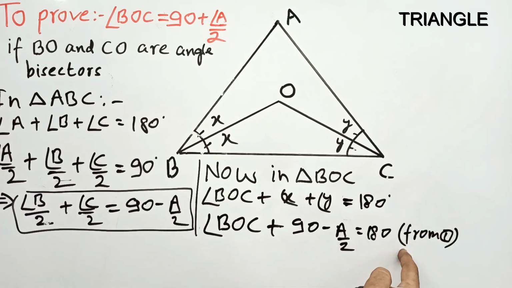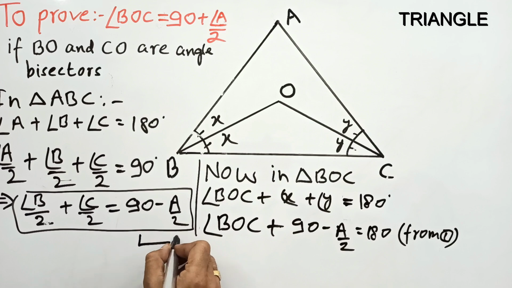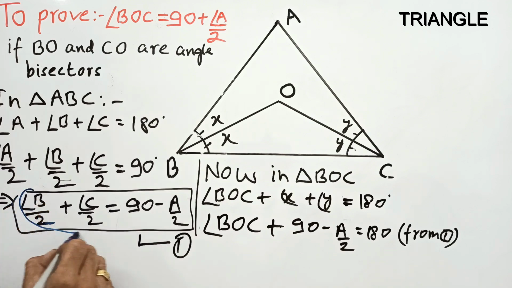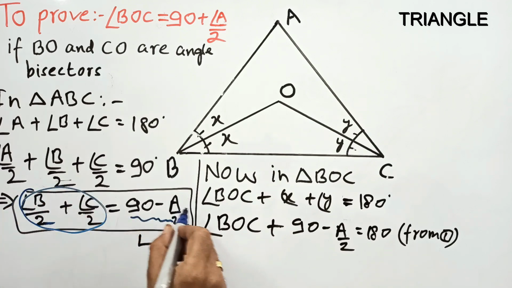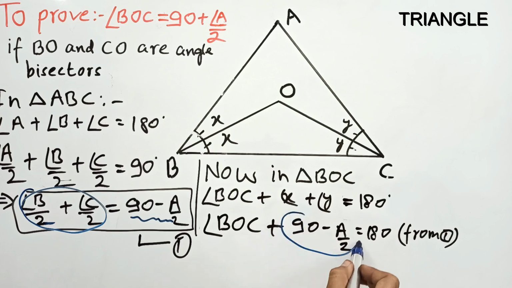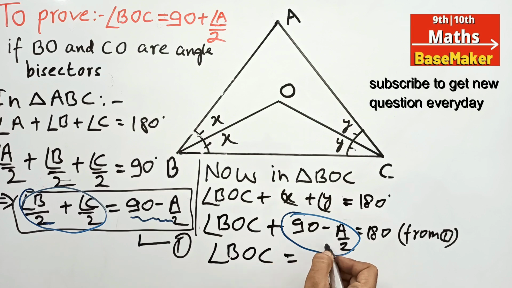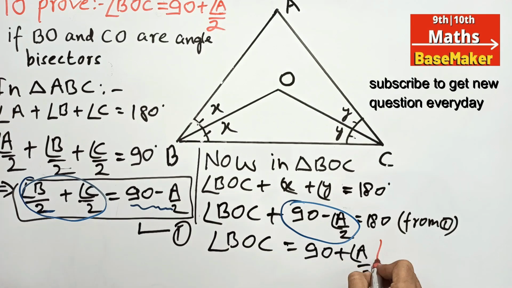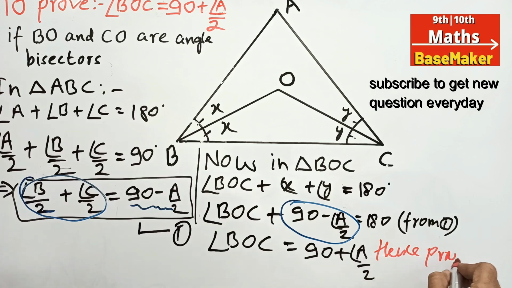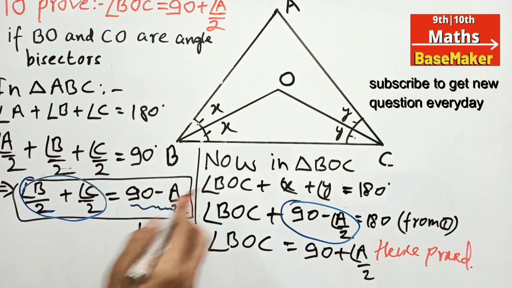We can get this from equation number 1. In place of B by 2 and C by 2, we put here 90 minus A by 2. So this will be shifted here. Finally, we have BOC is equal to 90 plus A by 2. So we proved here angle BOC is equal to 90 plus A by 2.